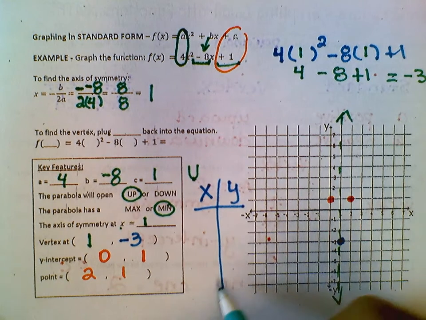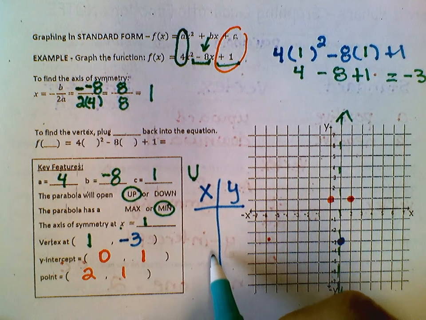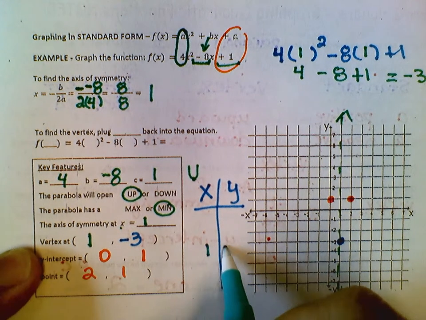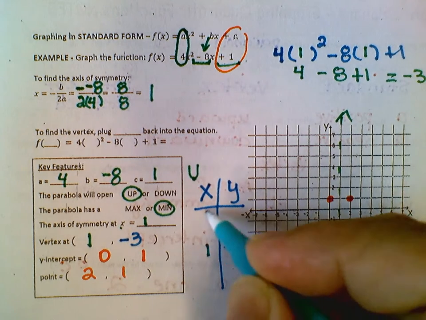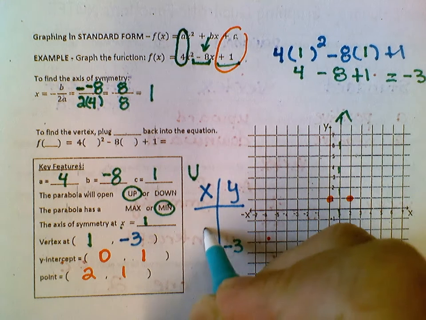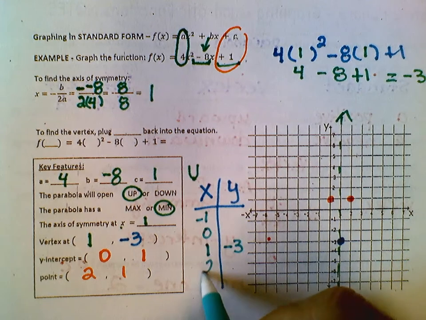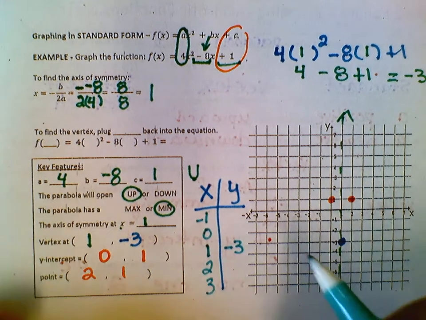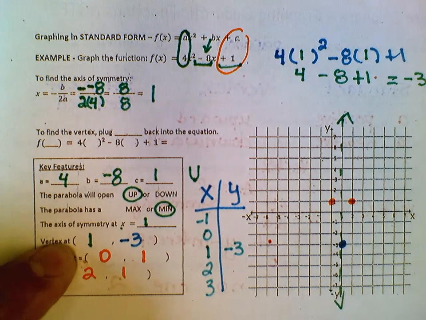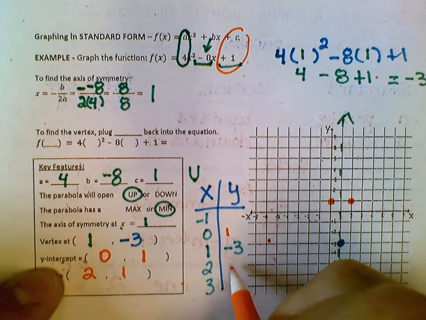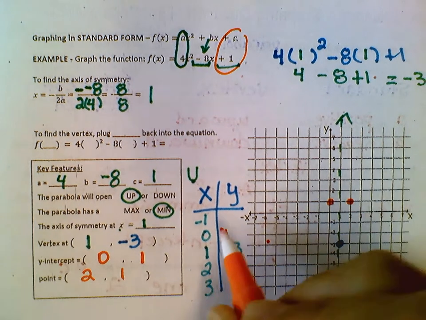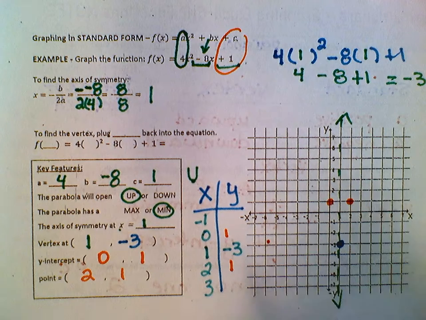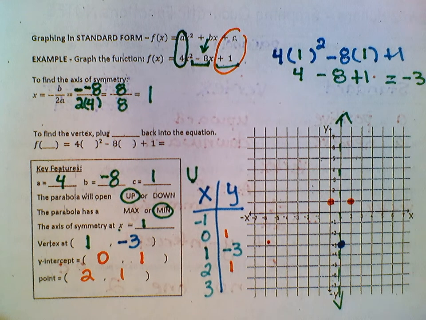So I'm going to make a table. I'm going to put my vertex in the middle of my table, 1, negative 3. And if I go 2 x values to the left and right, I have 0, negative 1, and I have 2 and 3. I've already found 0, 1, and 2, 1. And do you see the symmetry happen in my table?